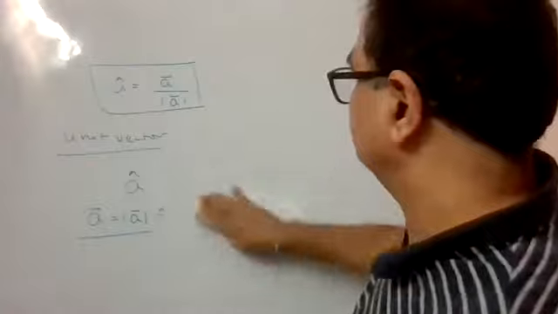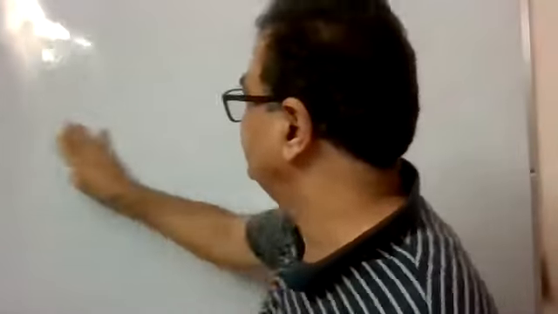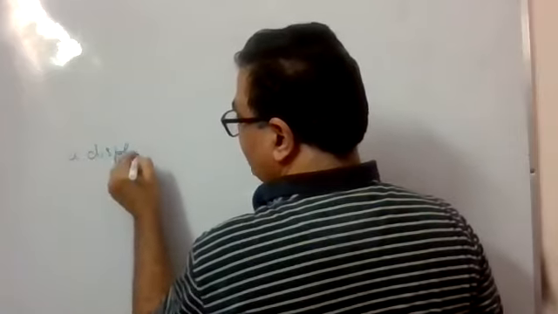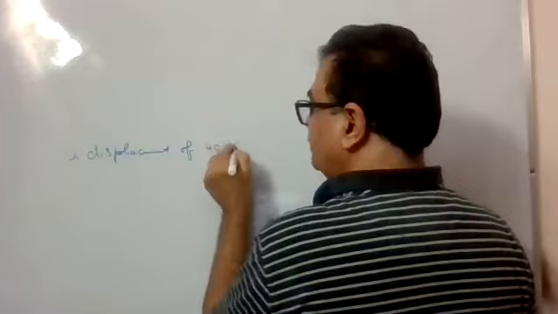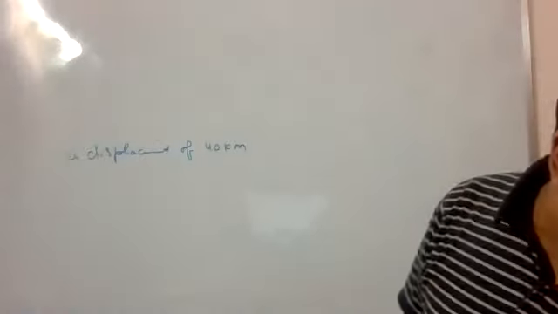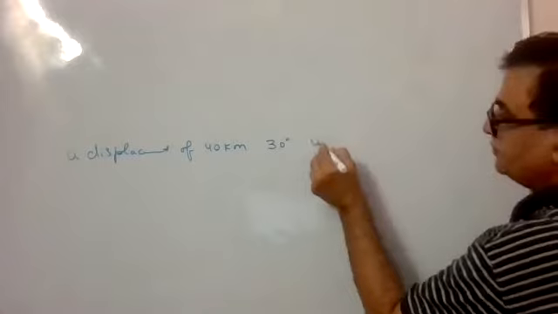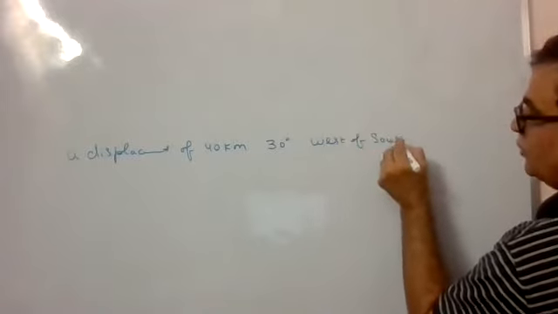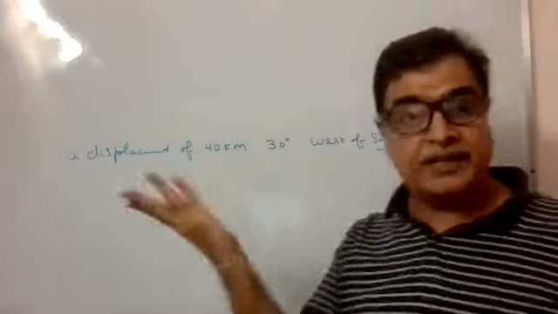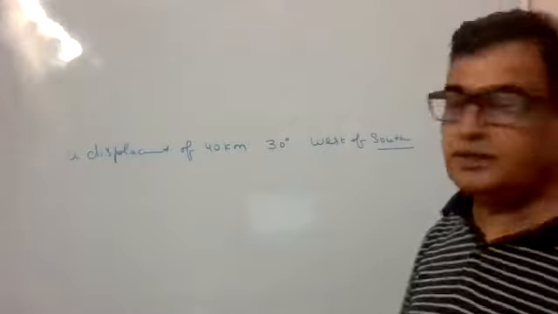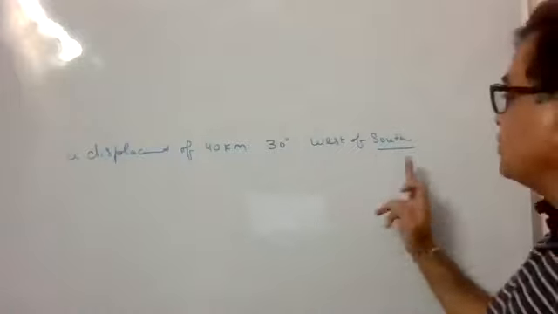Write down: represent graphically a displacement of 40 kilometer, 30 degree west of south. Displacement is again a vector quantity. Displacement means I should have direction as well as magnitude. Magnitude is how much? 40 kilometer. Direction is given as 30 degree west of south.